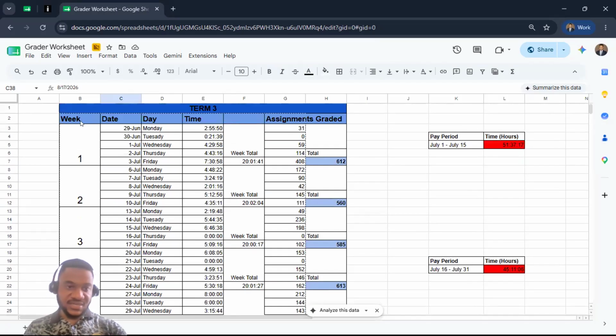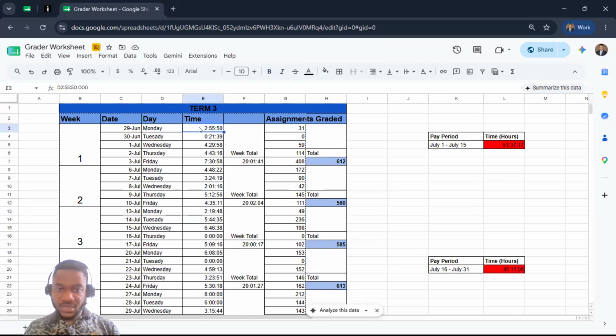So this is the week column. As you can see, there are 7 weeks in a term, and this is the date column. These are the days, this is the day column. This is the time column. Here you have the time I spent working, not just grading, every day.